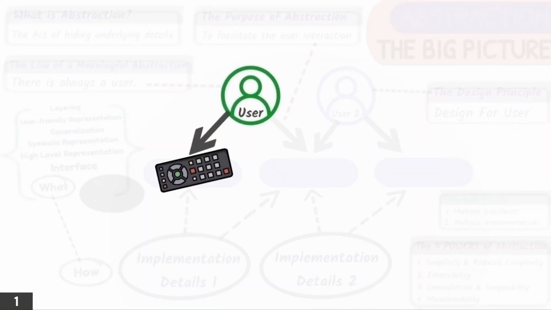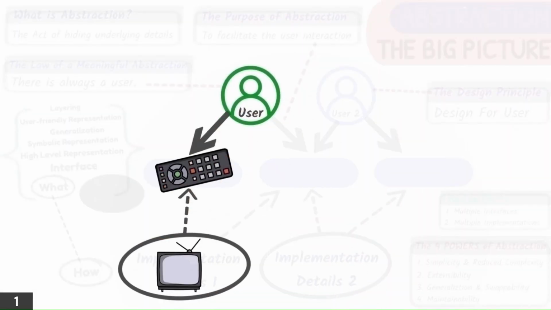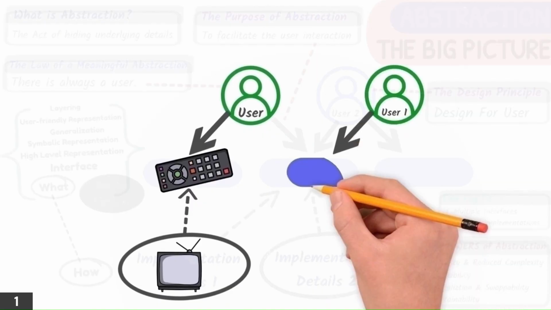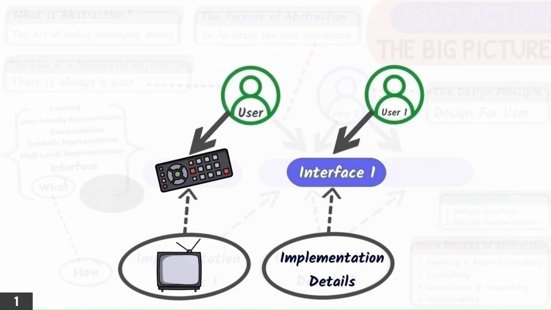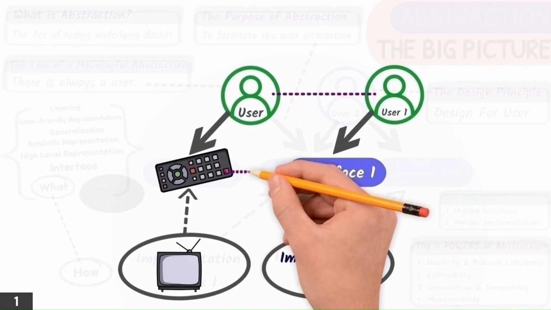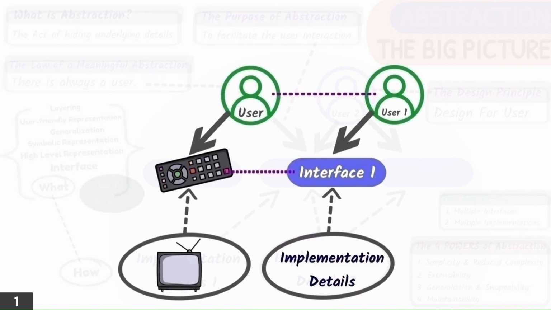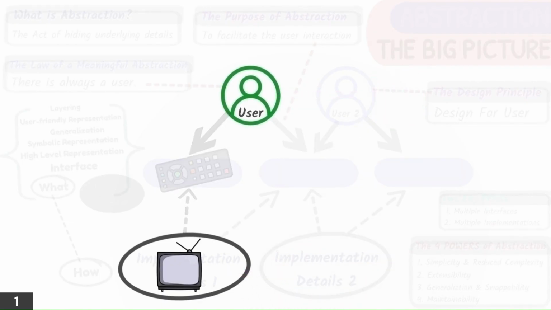A user, remote control, and television. Is this an abstraction? In an abstraction, we have three elements: the user, the interface, and the implementation details. Here, the user is the person watching and controlling the television. The remote is the interface, and the television, along with its internal controls, is the underlying implementation. In abstraction, we don't interact directly with the underlying system.